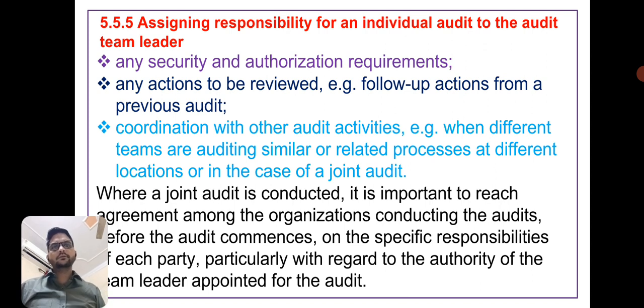Next are any security and authorization requirements, and any action to review or follow up from the previous audit, and coordination with other audit activity. Where a joint audit is conducted, it is important to reach agreement among the organizations conducting the audit before the audit commences on the specific responsibility of each party, particularly with regard to the authority of the team leader appointed for the audit.